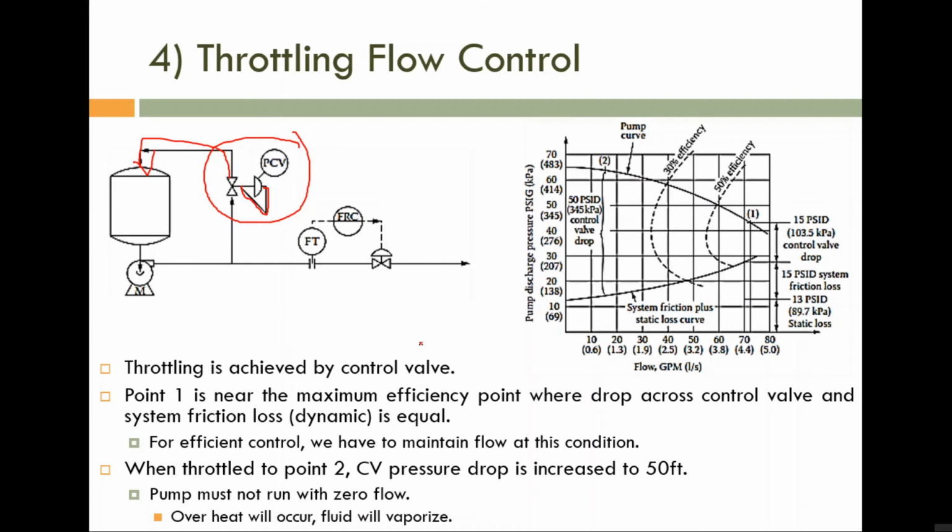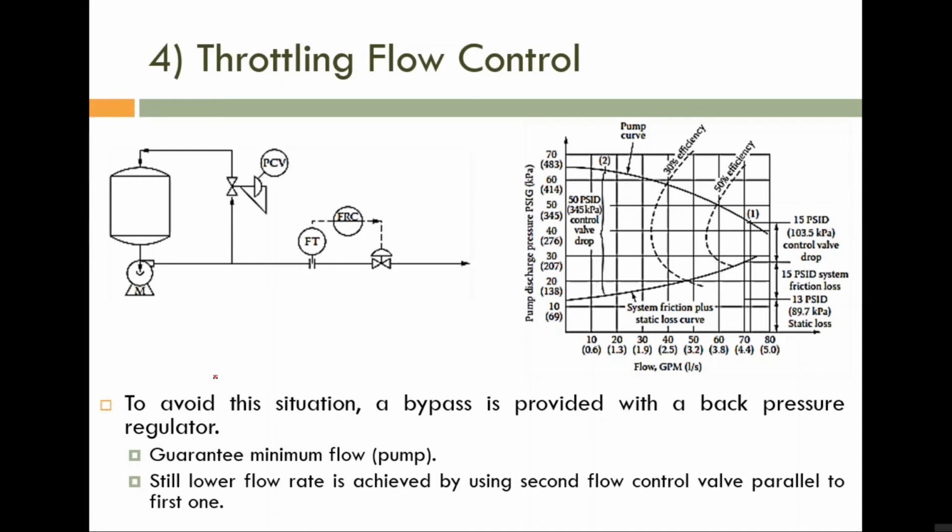If the back pressure is very large due to this throttled condition, the back pressure regulator will open this control valve to this side. So please note, in order to avoid this overheating, a recirculation is used through a back pressure regulator. To avoid the situation, a bypass is provided, as recirculation is provided with a back pressure regulator.